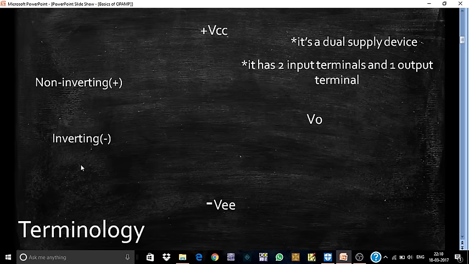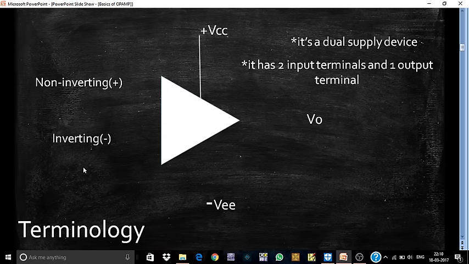And now we'll discuss the terminology of Op-amp. This is the positive supply of the Op-amp, and this is the negative supply of the op-amp. Op-amp needs two supplies to work, plus VCC and minus VEE, of almost the same value with different signs. And LM741 can take a maximum of plus 13 volts and minus 13 volts.